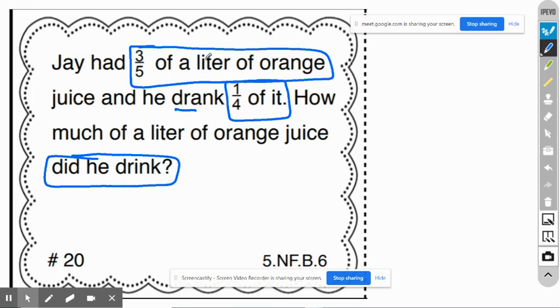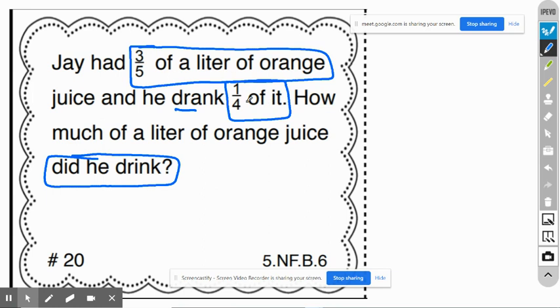So I want you to look at this. It says 1/4 of it. So I want you to think and decide what operation I am using for this. Does anyone want to volunteer as a tribute? What operation do you think we are using? Falaki. Did he drink what?